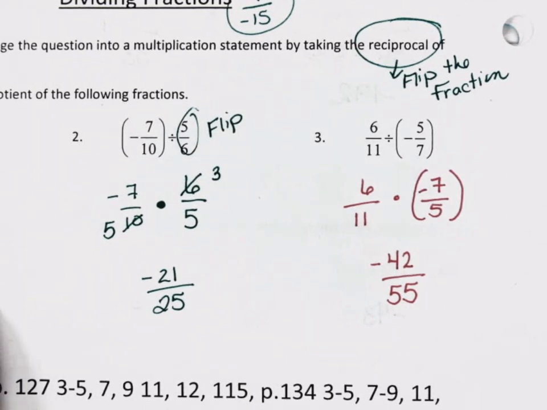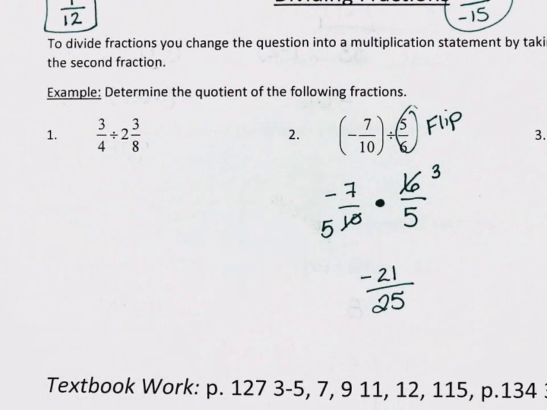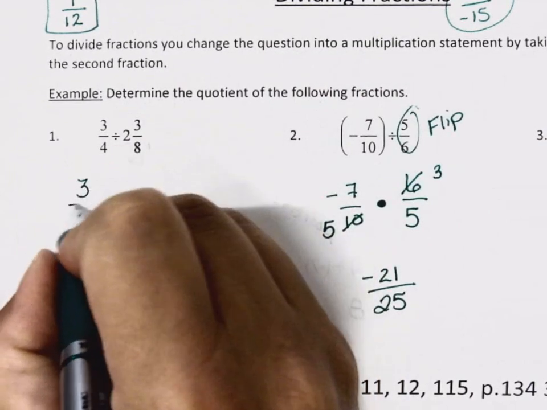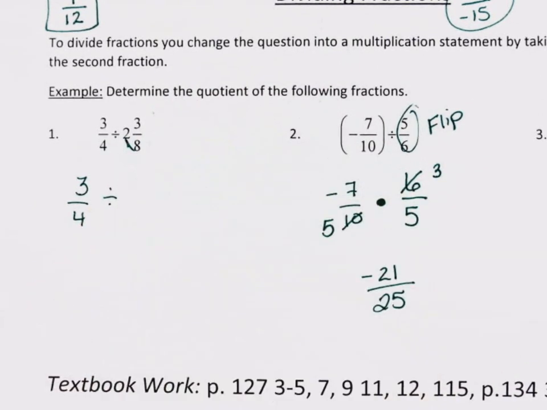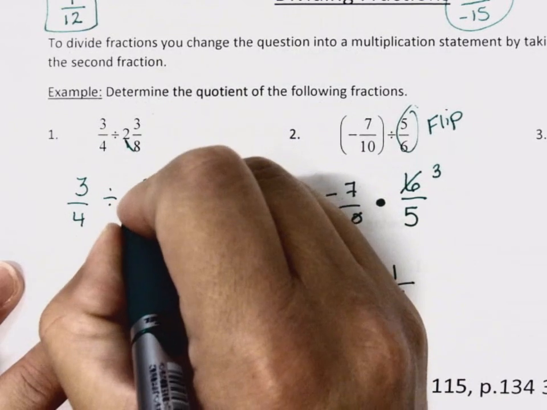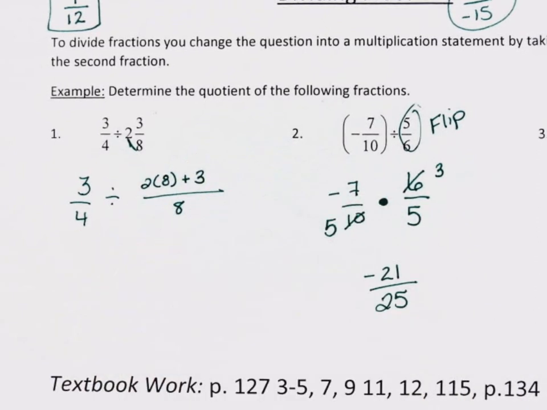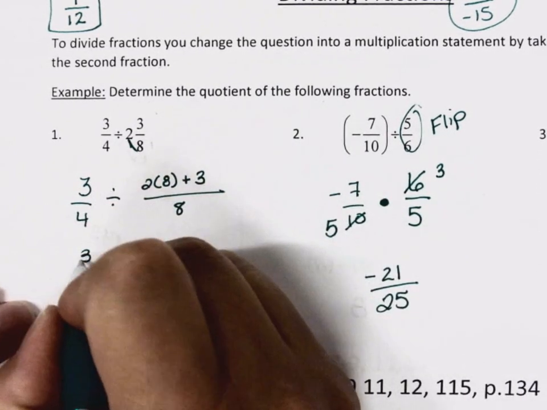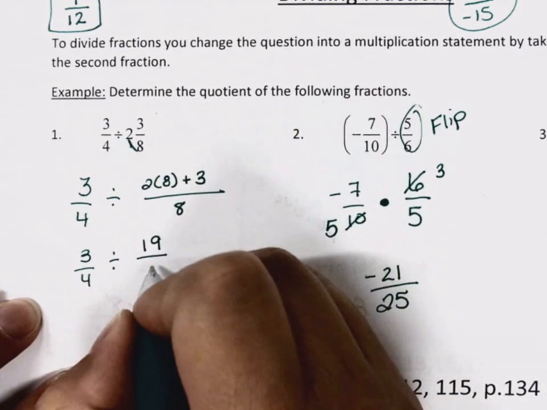Okay, we're going to go back to example number 1 before I stop talking. So this one again, you need to change that mix to an improper. This time it's positive, so it's super easy. 3/4 divided by, and I'm just going to change this. So 2 times 8 is 16. 16 plus 3, so it'd be like 2 times 8 plus 3 all over 8. So that's going to be 3/4 divided by 19 over 8.